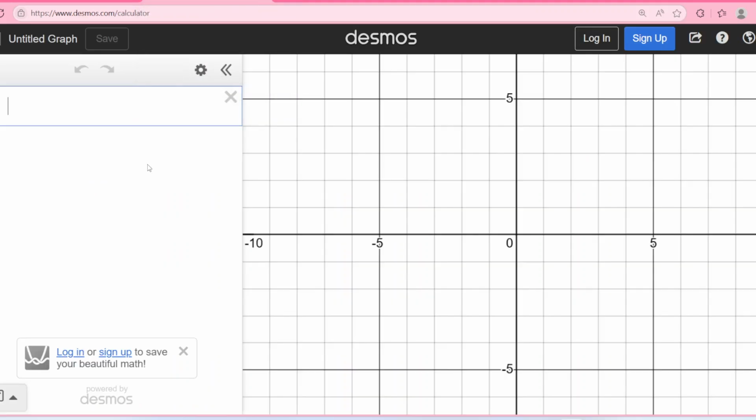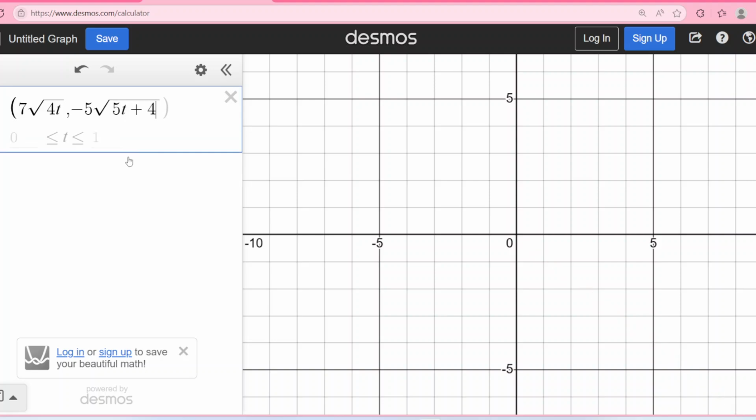But I'm going to go to desmos.com here. All right, so this is desmos.com, free online graphing calculator. And I'm going to enter those parametric equations we were given for the curve. To enter parametric equations in Desmos, you have to enter it as an ordered pair. So left parentheses, the x coordinate was 7 times the square root. You can just type SQRT and the square root symbol shows up. 4t inside that. And then right arrow to get out of there, comma. And then the y coordinate was negative 5 times the square root of 5t plus 4.